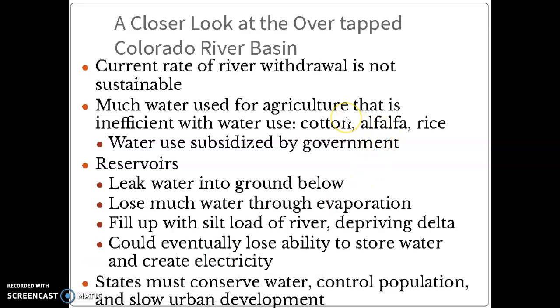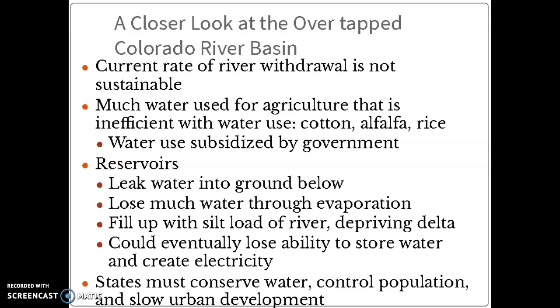All right, so another closer look at that overtapped Colorado River Basin. The current rate of river withdrawal is not sustainable. If it's not sustainable, it means that we can't keep doing it. It's going to run out. So much of the water is used for agriculture. Much of the water used for agriculture that is inefficient with water use is being used for cotton, alfalfa, and rice. The water used is subsidized by the government.